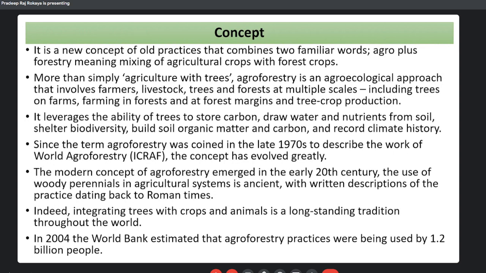The modern concept of agroforestry emerged in the early 20th century. The use of woody perennials in agricultural systems is ancient, with written descriptions of the practice dating back to Roman times. Indeed, integrating trees with crops and animals is a long-standing tradition throughout the world. In 2004, the World Bank estimated that agroforestry practices were being used by 1.2 billion people.